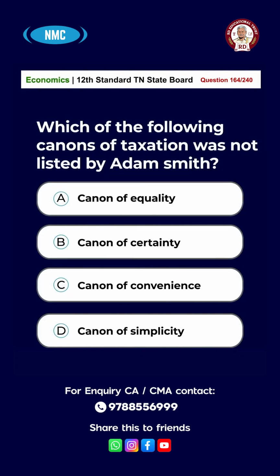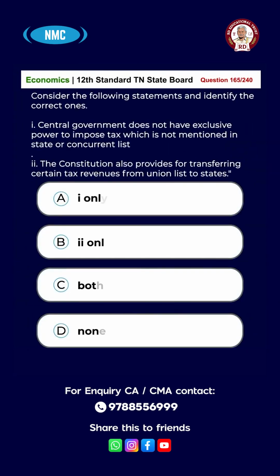Question number 164. Which of the following canons of taxation was not listed by Adam Smith? A. Canon of equality, B. Canon of certainty, C. Canon of convenience, D. Canon of simplicity. The answer is option D. Canon of simplicity.